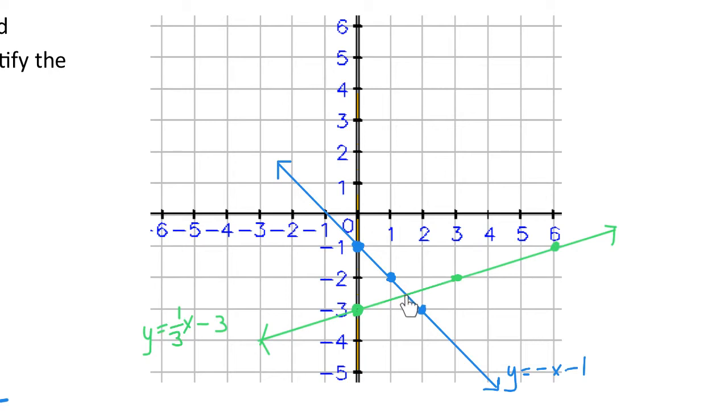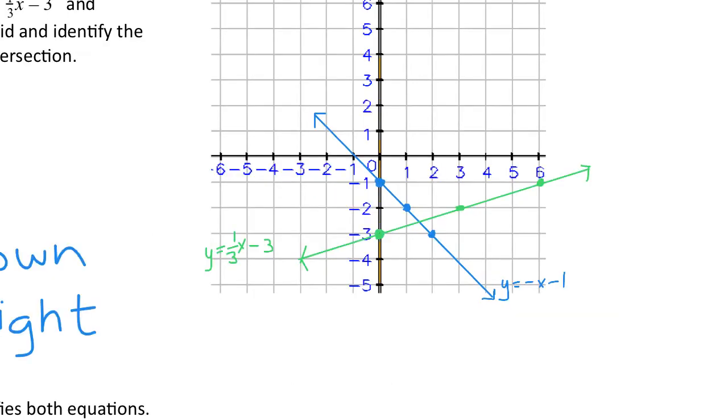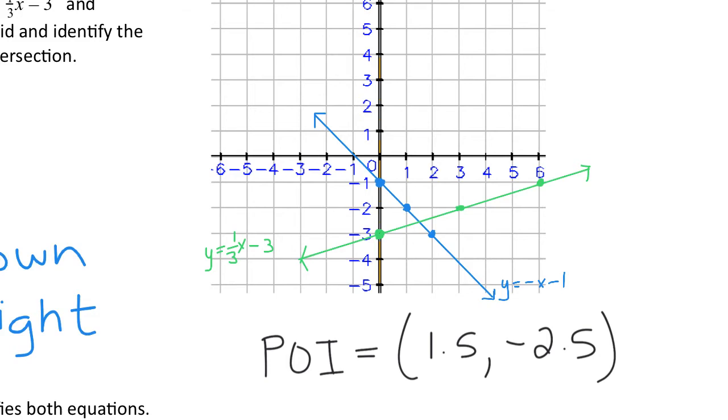So if I go ahead and read upwards to my x value, that's roughly about 1.5. And if I read my y value, I could say it's roughly about -2.5. So we're going to write out our point of intersection as 1.5 and -2.5.